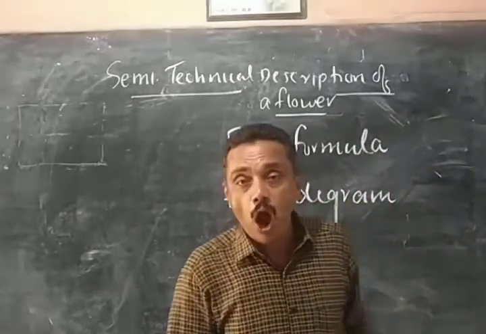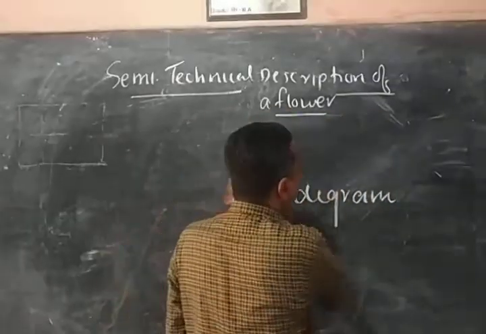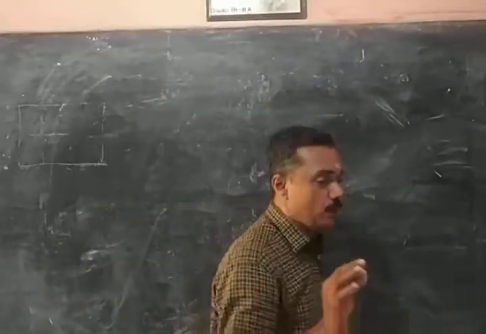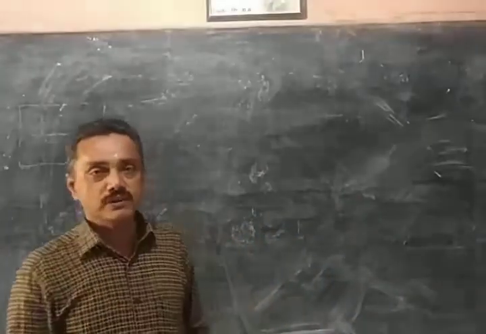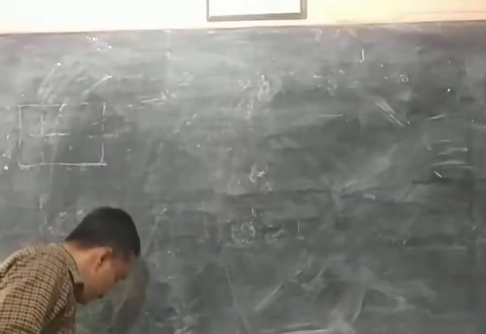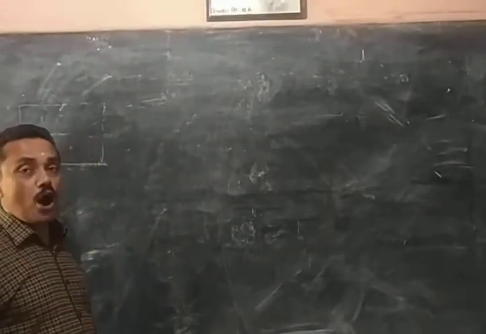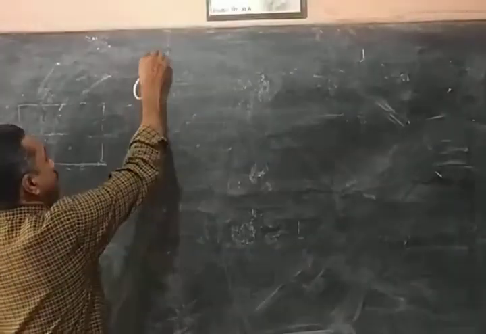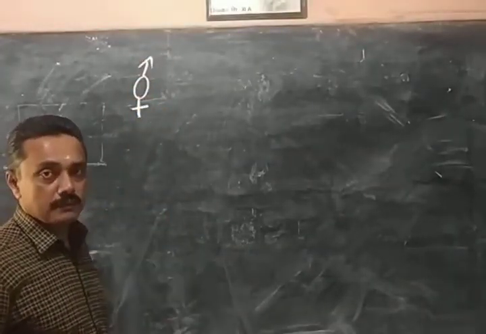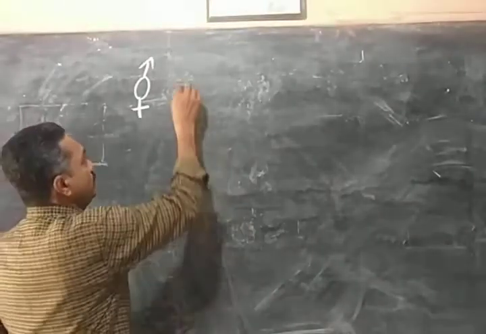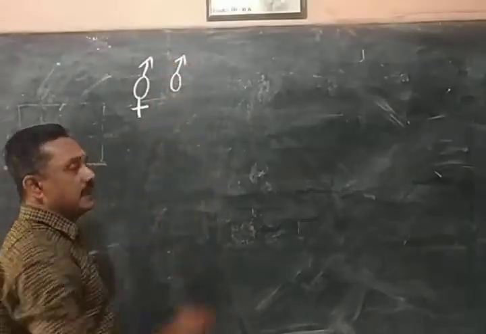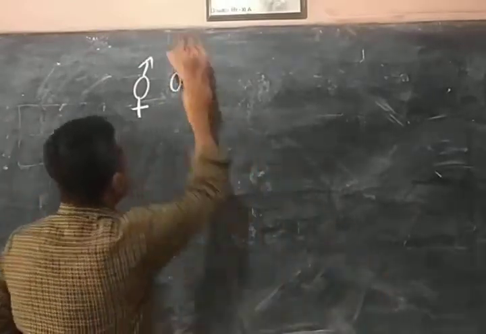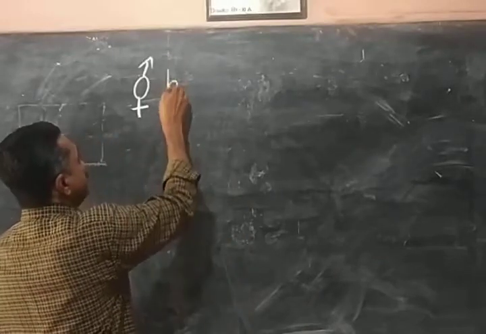I will explain how we can draw, or write, the floral formula of a flower. In the floral formula, we are using certain symbols. First of all, flowers may be unisexual or bisexual. Bisexual flowers are represented by this symbol, and unisexual flowers are represented by this symbol. This is called male. See, this is the representation called bisexual.